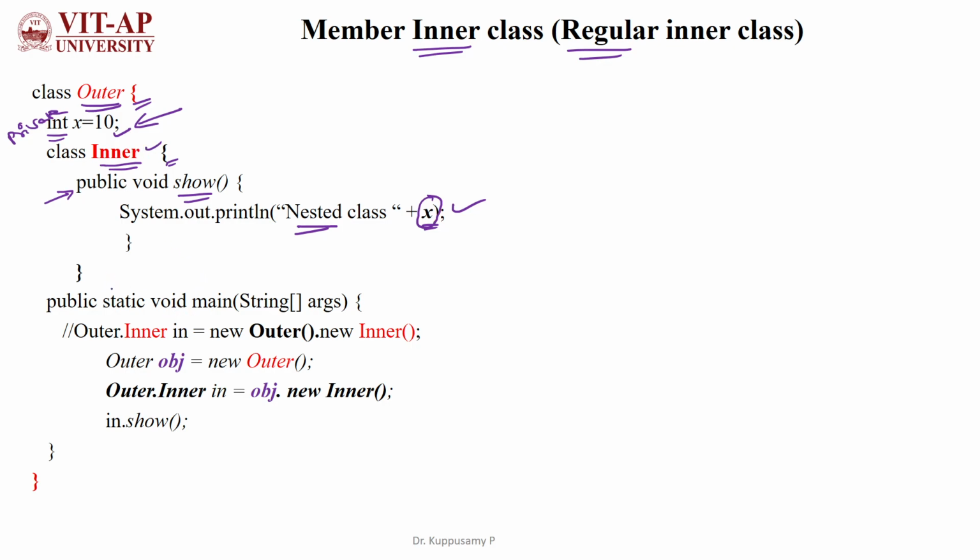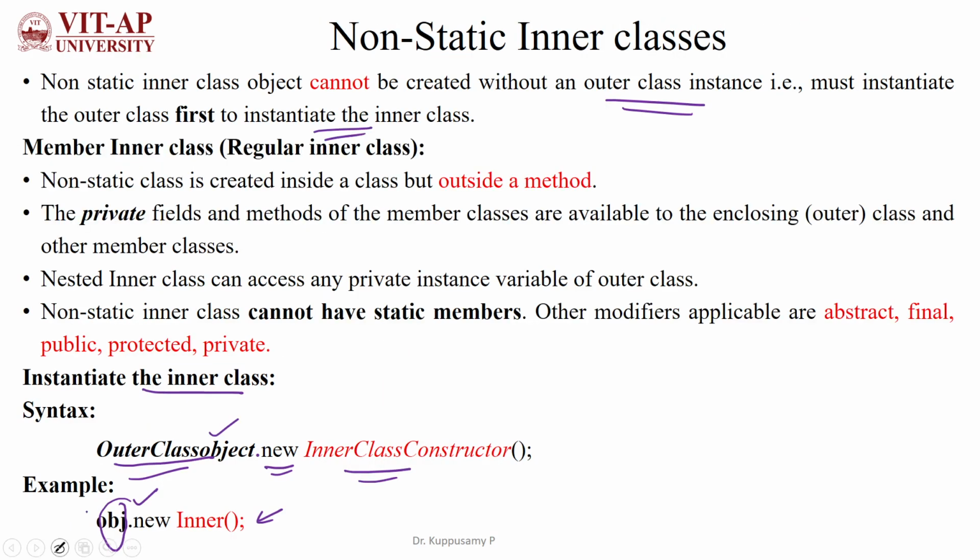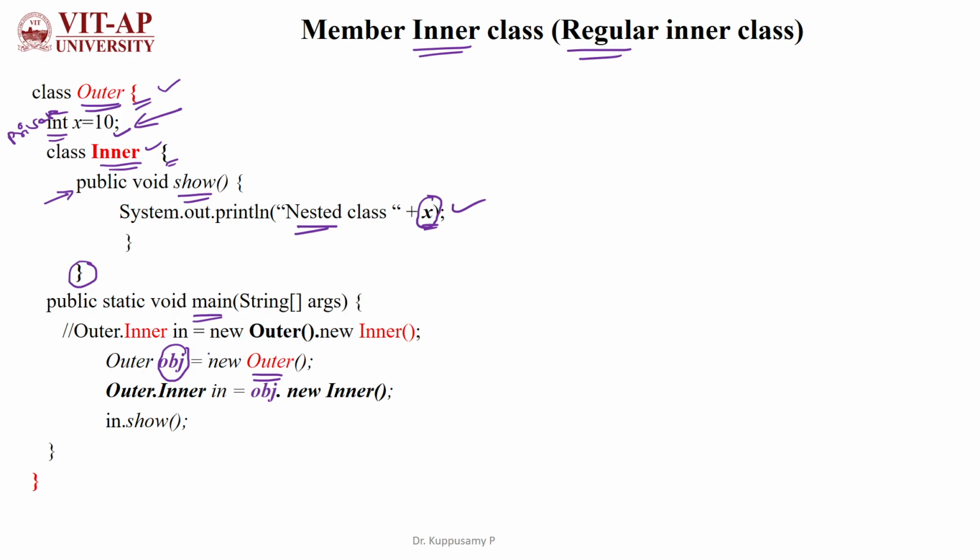And then we are closing the inner class here, then we are defining the main method inside the outer class. You see we are creating the object first for the outer class, then we are using that outer class object to instantiate the inner class object. First we create the object for the outer class, then we use that outer class object to create the object for the inner class. So this is the syntax for creating the inner class object by using the outer class object.